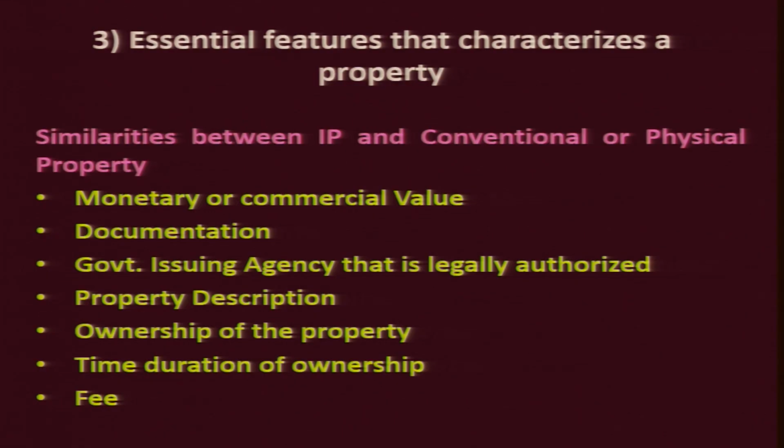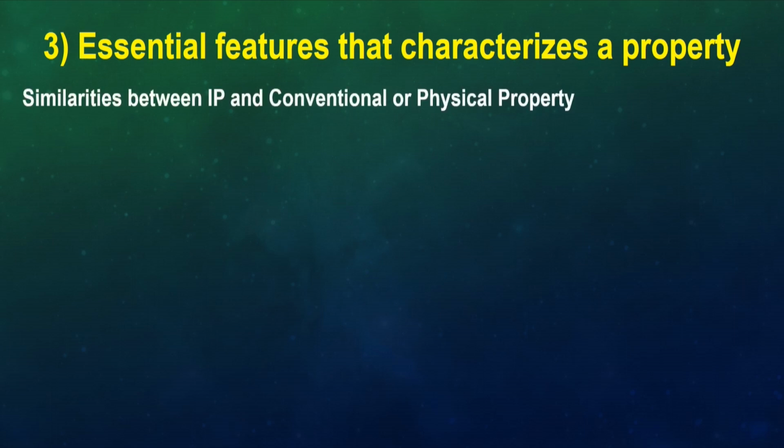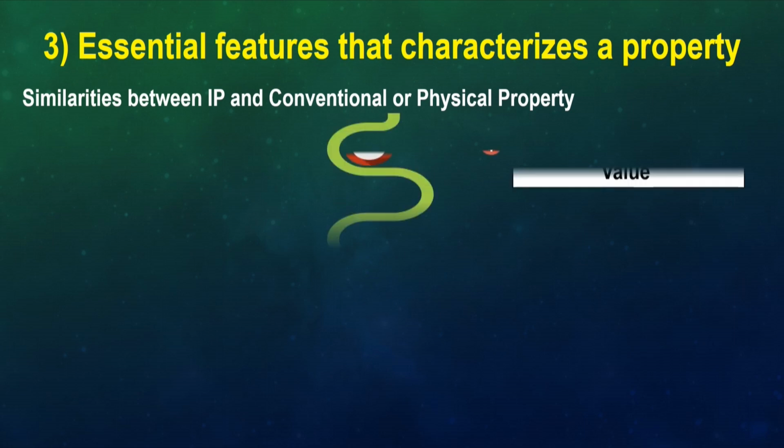That is it. So, there are certain features that characterize a property. There are certain parameters on which intellectual property and conventional or physical property are similar. The parameters on which they are similar are, first, monetary or commercial value.